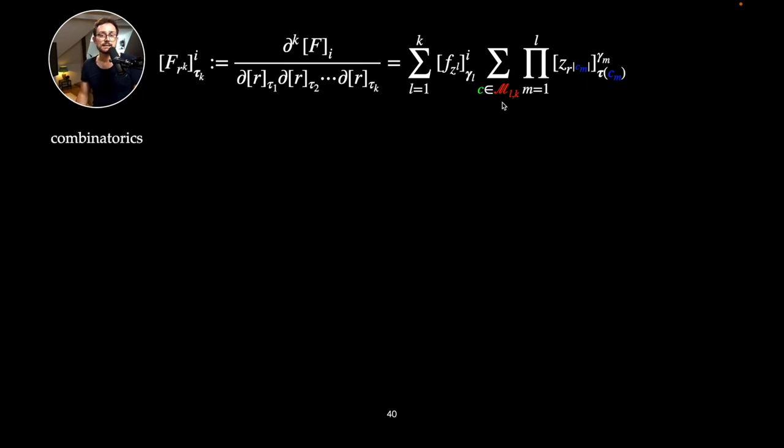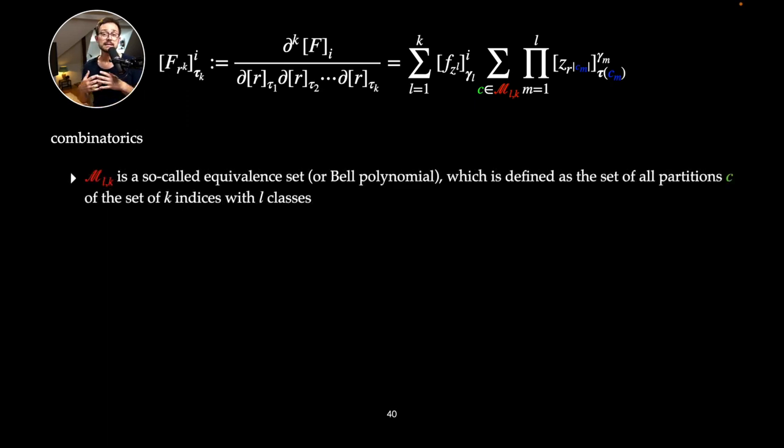What is that? Well, this is a bit tricky because these are results from combinatorics. So this MLK is a set, a so-called equivalent set or Bell polynomial. Now this is defined as the so-called set of all partitions, green C, of the set of K indices, say 1, 2, 3, with a certain number of classes L.